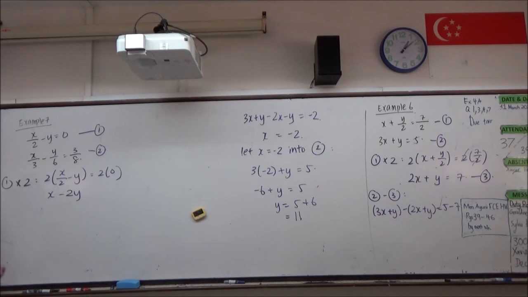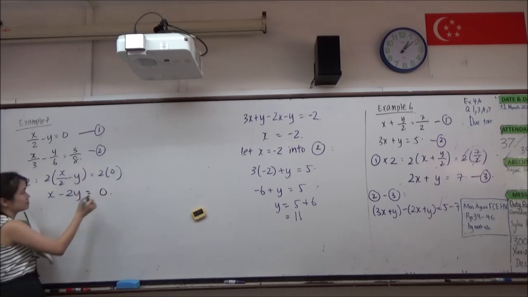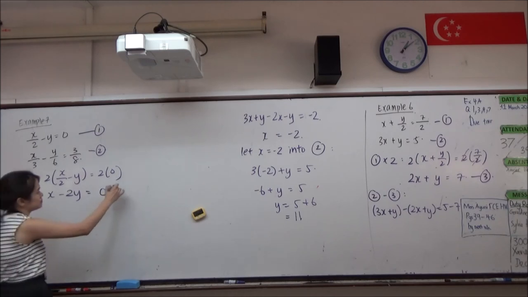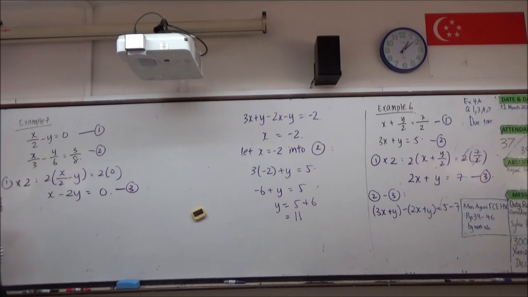Zero. Don't accidentally give me 2. So we have x minus 2y equals 0. That will become equation 3. So we have done adjusting equation 1 already. Now we have to adjust equations 2 and 3.